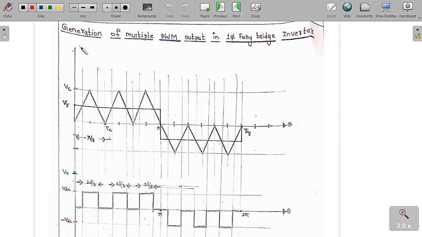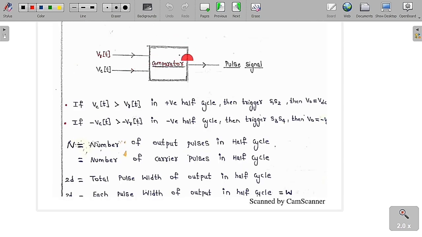Now we are going to discuss the generation of multiple pulse widths in the output of a single phase full bridge inverter. We are going to study it in a detailed manner. Before we study the graphs, we must study the circuit.